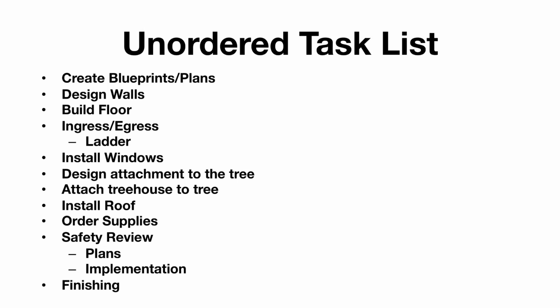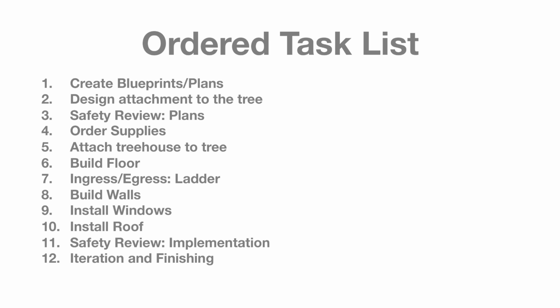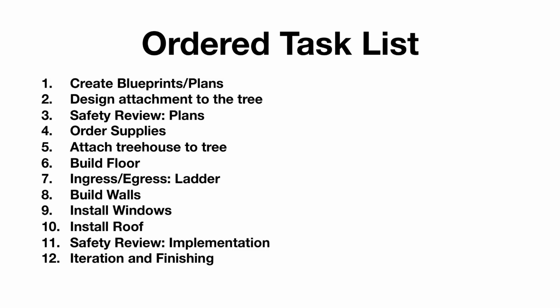Here is a list of tasks for our treehouse in no particular order. We need to design the walls. We need to create the blueprints. We need to decide how we're going to attach the treehouse to the tree and then do it. Now, let's put a basic order or structure to this list. For example, we can't build our treehouse before we order the supplies. We can't create our windows before we've built our walls.